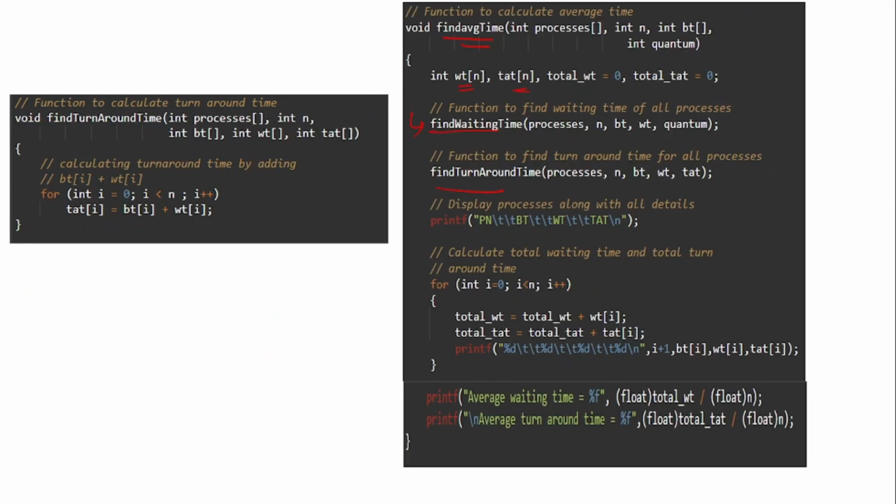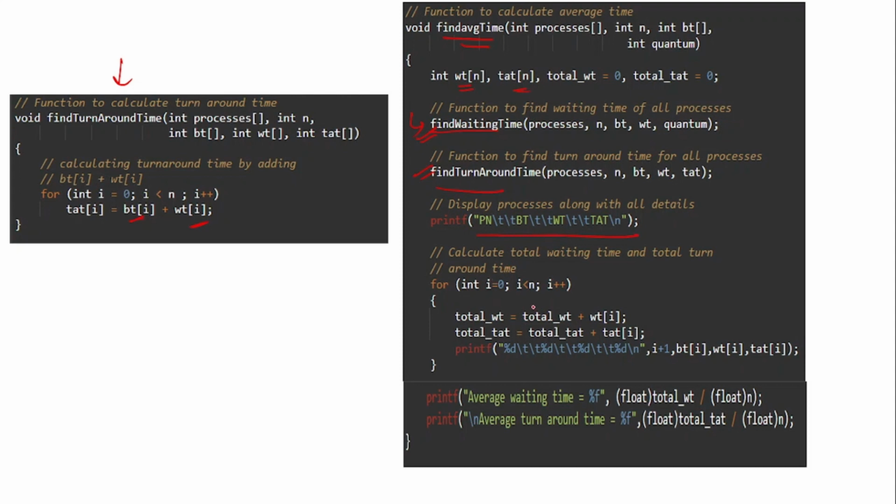After we come out of this loop, we are done with the find waiting time function. We now move to the find turnaround time function. This function calculates the turnaround time. Again, turnaround time is nothing but adding the burst time and the waiting time of each process. The burst time is there, the waiting time we have already calculated, and we add them to find the turnaround time. Then this is the normal display function, which displays all the details of all the processes.